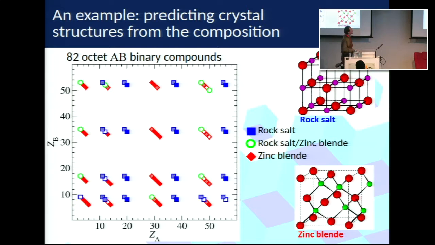So this is an example of coming back to the fact that if you know the chemistry, you know everything. If I plot the atomic number of the two species, the anion and the cation, on the axes, with the color code red for zinc blende and blue for rock salt, we have a map, right? But this is not a map in the sense that it is predictive, because everything is mixed. Imagine you remove one of these stripes of red here. How can you know if this is blue or red just by looking at the neighbors? There is no way.